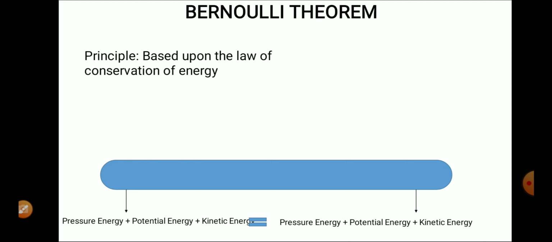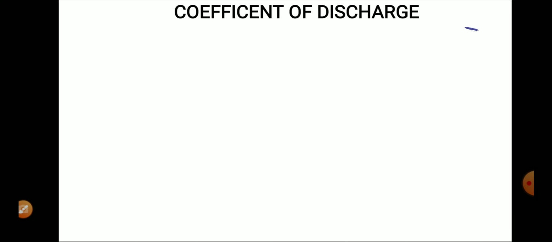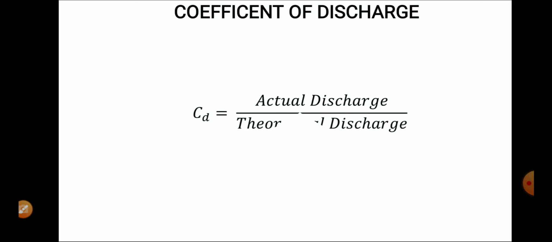On this principle, we will fit a device called Venturi meter when there is flow in water. If we can find how much amount of pressure is decreased, we can find the velocity of water and from that we can find the discharge of water. In this experiment, we will find out the coefficient of discharge, that is CD, which has the formula CD is equal to actual discharge upon theoretical discharge.